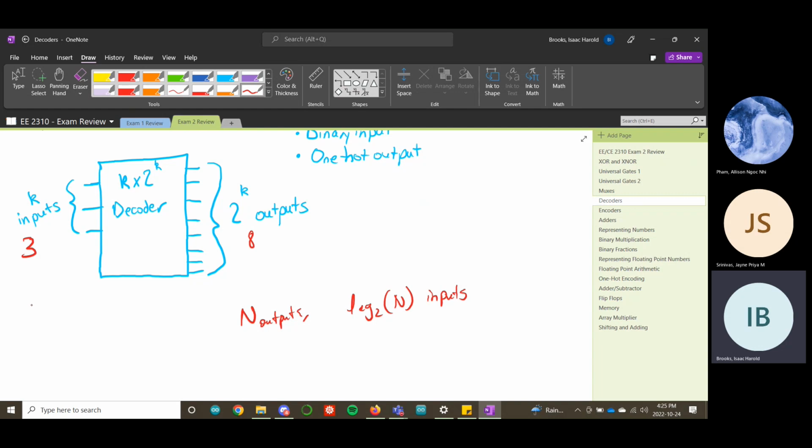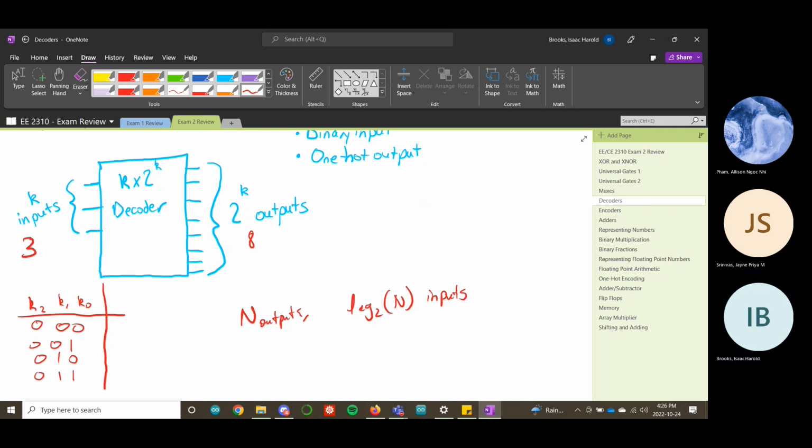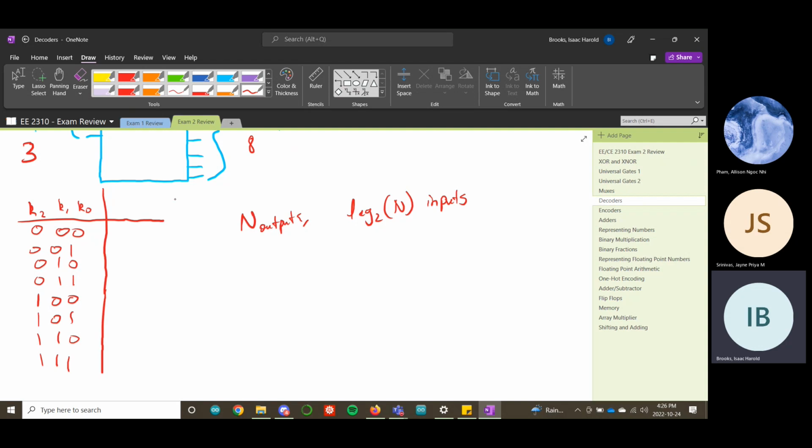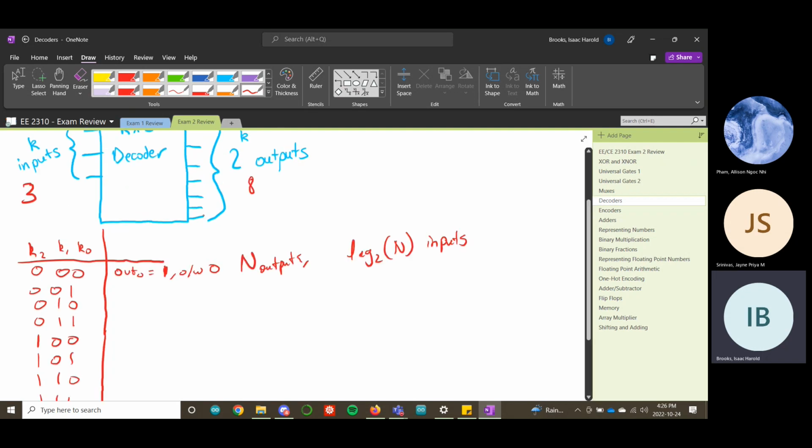Your input values are k2, k1, k0. These are your 3 bits: 000, 001, 010, 011, 100, 101, 110, 111. Of course you're going to have 8 output lines. There are 8 input cases, and you have 8 output lines. In this case, your output 0 will have a 1, otherwise they'll have zeros. One-hot means only one of the lines will be on, or hot, and the other ones will be 0.